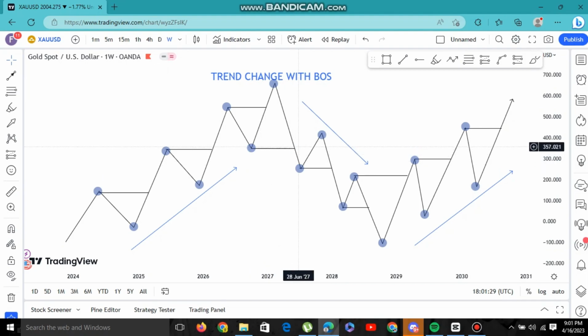So what do we learn from this? Whenever you see a strong structure point being taken out, that implies that the market has changed. Or whenever you see a strong point that has previously taken out a weaker point, and then you see another point taking out that strong point, then that means this point is no longer strong, but the other one that has taken it out is the strongest point.